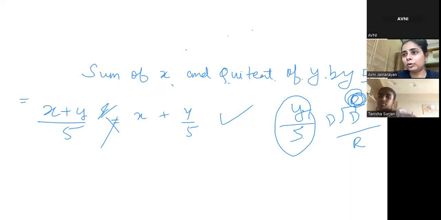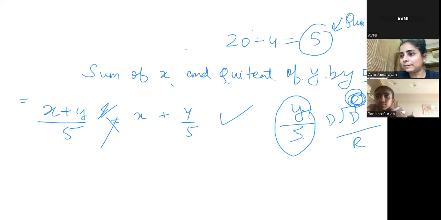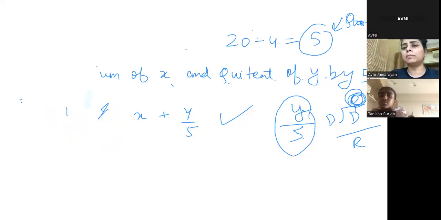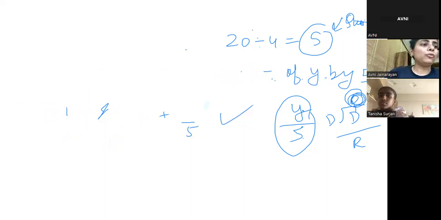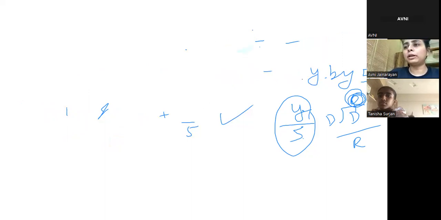See, again, 20 divided by 4 करोगे, so जो answer आता है 5, that is nothing but the quotient, right? Yes, Tanisha? That is correct. So this topic was clear. Good job. Now, we will be moving towards algebraic expression.